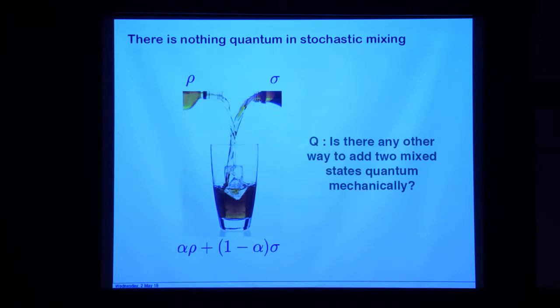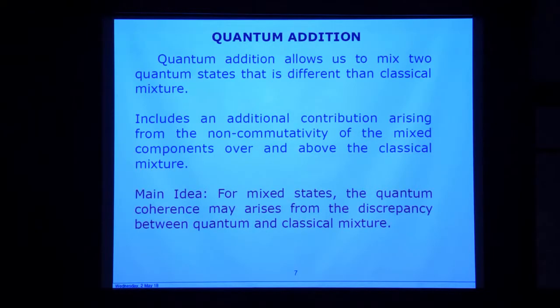So as I said, given two mixed states rho and sigma, you can mix them in a stochastic way. You choose rho with probability alpha and the state sigma with probability 1 minus alpha, and you have a convex combination of these two density operators. But there is nothing quantum about this kind of stochastic mixing. But is there any other way to add two mixed states quantum mechanically? That is the question that we are trying to ask, and we looked at various literature where such a thing is possible, and indeed there is such a way to do that. So that is the main focus of this talk today.